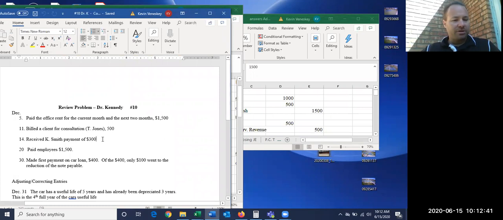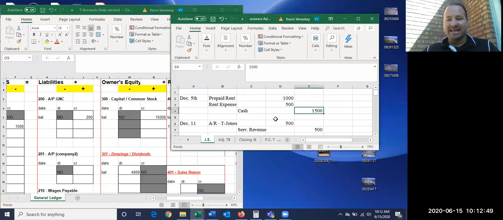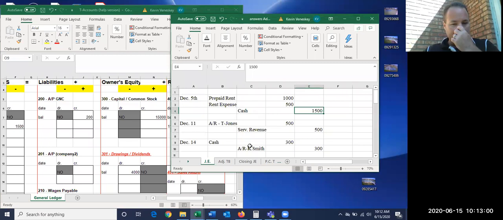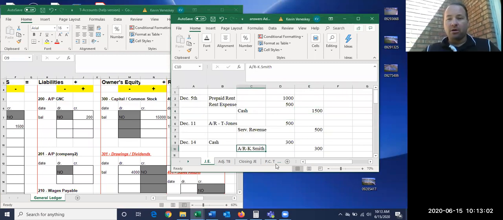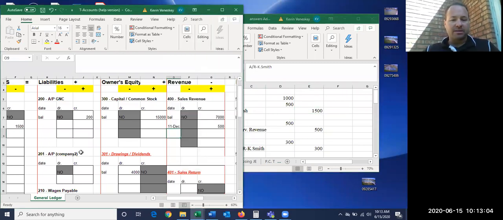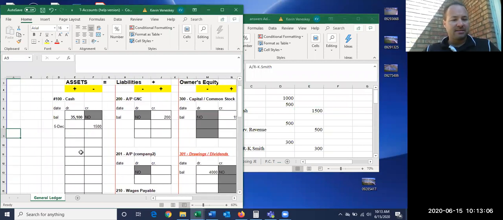All right, on December 14th, K Smith, the guy who owed me from the beginning, actually makes a payment of $300. So I asked myself, what did I get? I got cash for $300. And why did I get the cash, or where did it come from? Well, it came from K Smith's account. He no longer owes me that $300. He owes me $300 less.